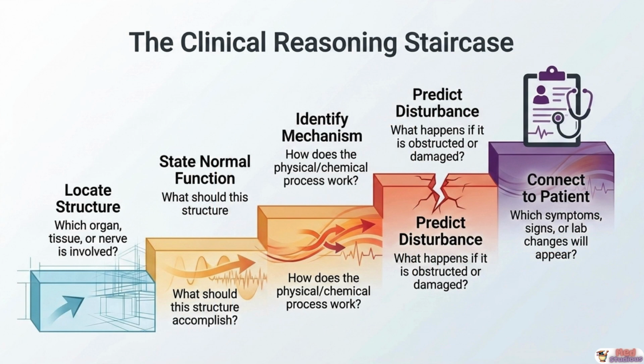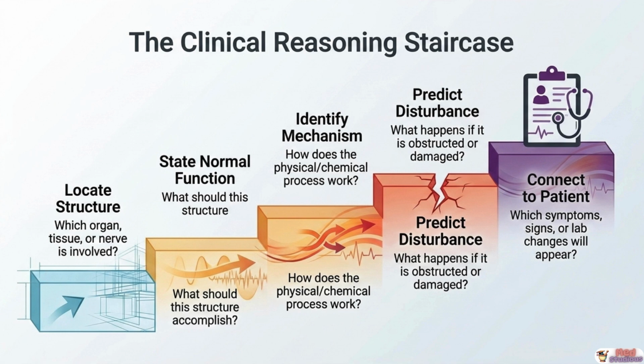Use this 5-step structure-function framework in clinical cases. First, locate the relevant structure. Second, state its normal function. Third, identify the mechanism that produces that function. Fourth, predict what happens if the structure is damaged or the mechanism is disturbed. Fifth, connect the prediction to the patient's symptoms, signs, and tests.